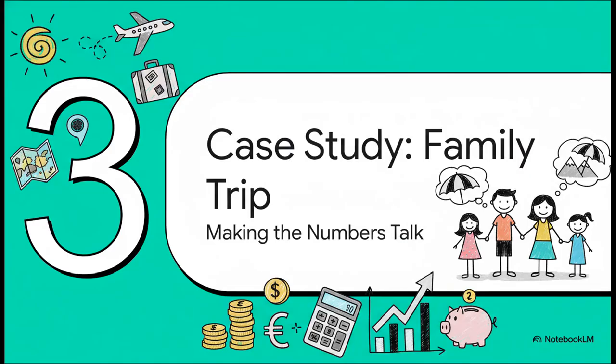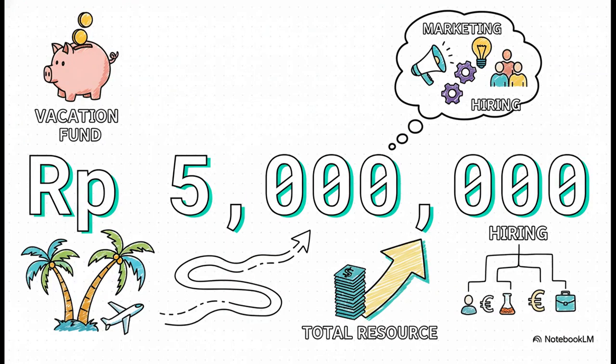Theory is one thing, but let's make this tangible. We're going to use a classic example, a family planning their vacation, to see exactly how this equation works in the real world. First things first, you have your total income. For this family, it's a vacation fund of 5 million rupiah. For you, as a manager, this is your quarterly marketing budget, your R&D funds, your hiring allocation. You get the idea. It's the total pile of resources you have to work with.